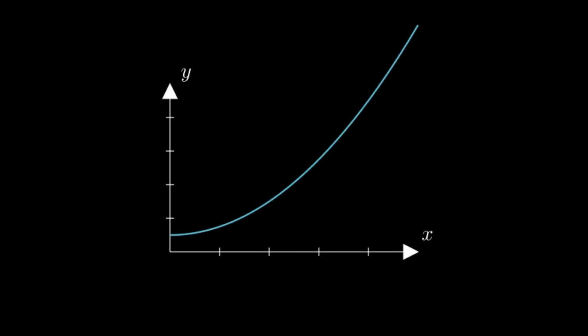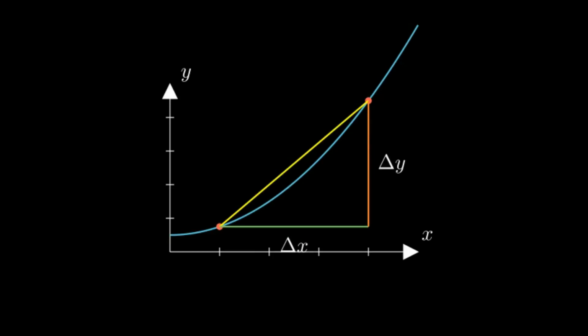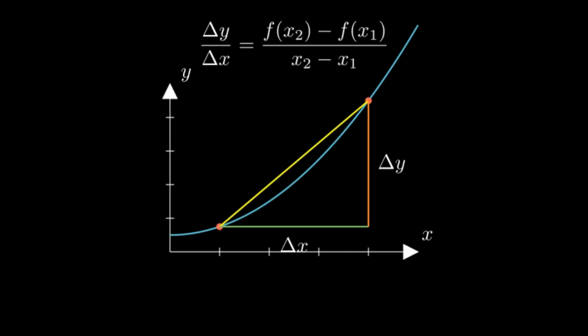Let's again draw a line through 2 different points, 0, 8. Let's again add 2 more lines so that we can create a right triangle. The adjacent side is the change in x, and the opposite side is the change in y. The slope of the second line to the graph of the parabola is given by the ratio of the change in y to change in x, which means slope equals f of x2 minus f of x1 over x2 minus x1.